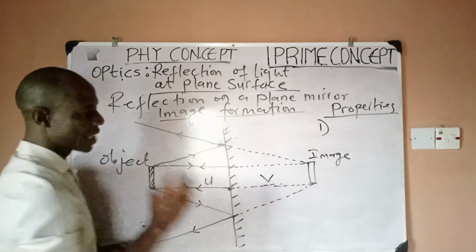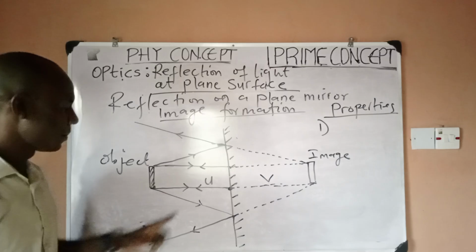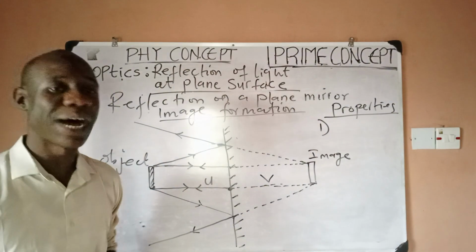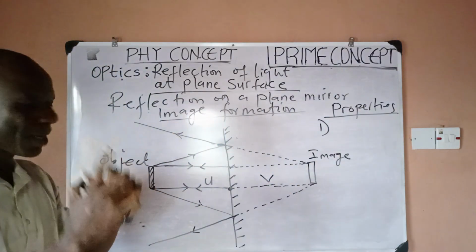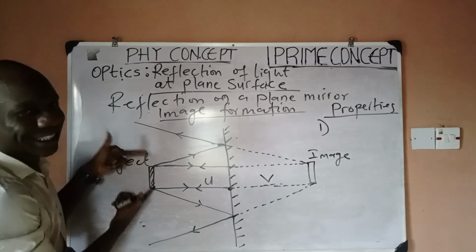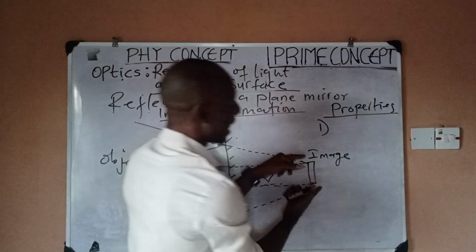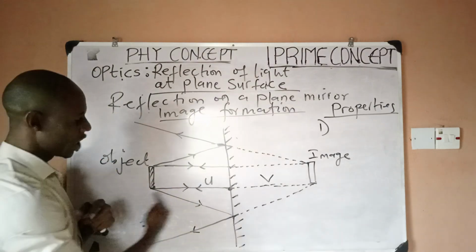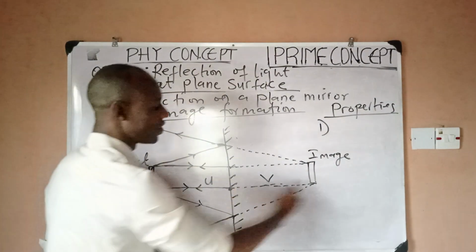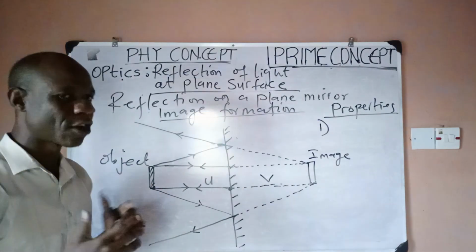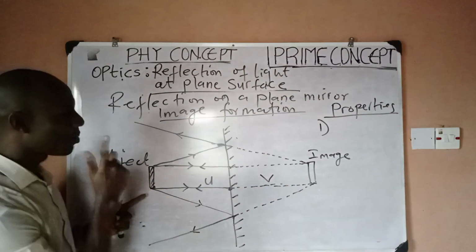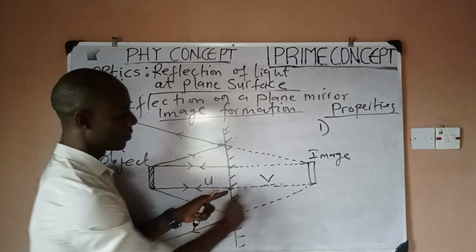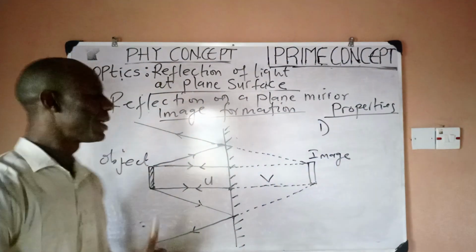Now, if you watch, you would observe the second property, that for a plane mirror, object distance and image distance are what? Equal. First property, the height of the object and the height of the image are what? Equal. Second property, the object distance and the image distance are what? Equal. Please take note that your object distance is the distance from your object to the mirror. Your image distance is the distance from your image to the what? Mirror.